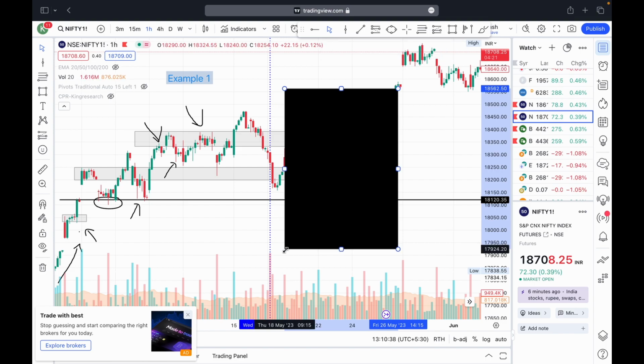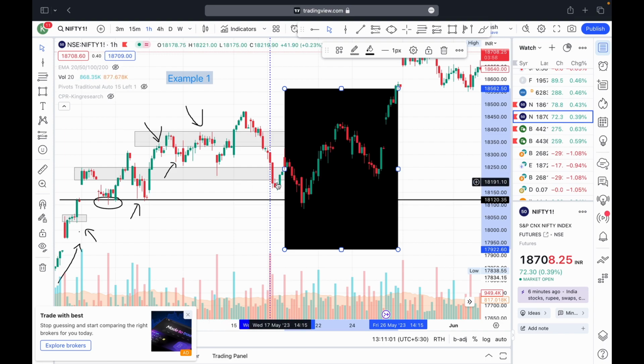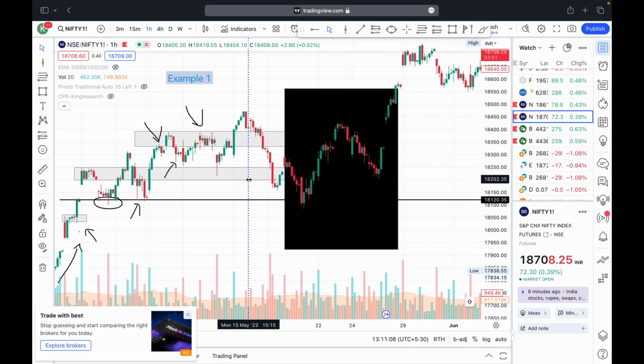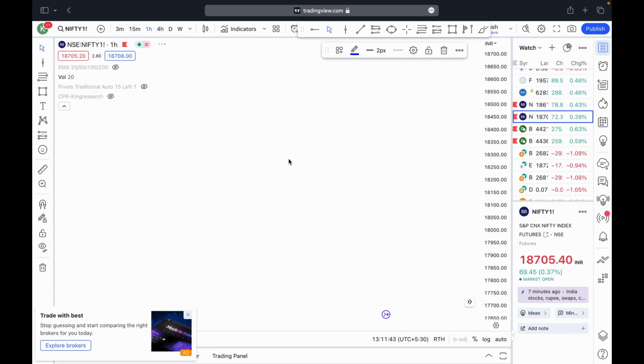Moving on further, you can see this zone is still being respected, right? The prices came down and the buyers entered and pushed the prices a little bit higher. This zone is holding. One more thing that I like to tell you: sometimes when you draw an SNR zone, there are chances that the market crosses that zone and then again comes back in. There are cases where the market acts this way also.